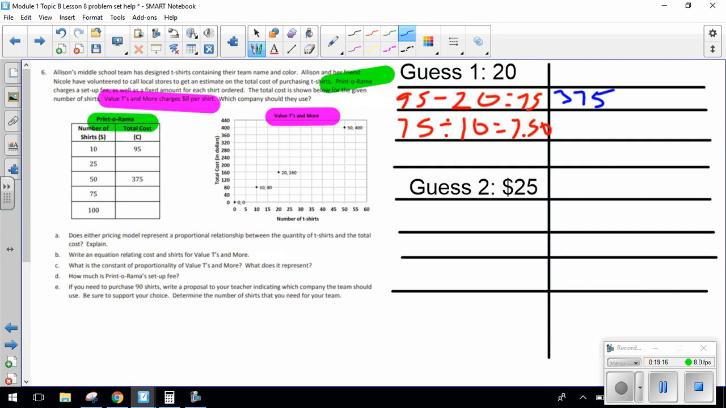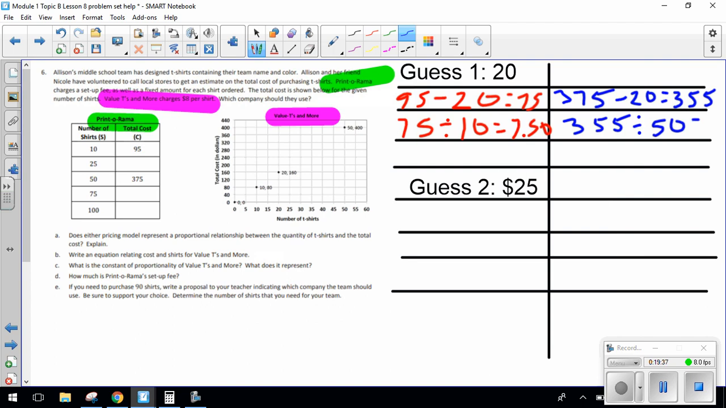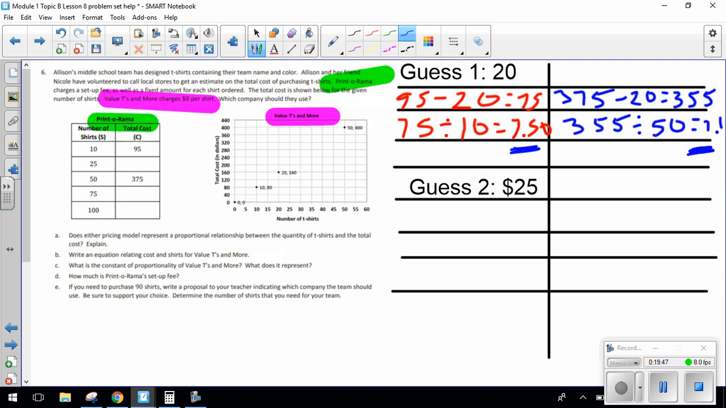Okay. Now I'm going to look at the 50 shirts. $375 for 50 shirts. I'm going to subtract what I think is the fee. So that leaves me with $355. So I'm going to take $355 and divide it by the 50 shirts. 355 divided by 50, that gives me 7.1. So $7.10. So if you look at my two values here, 1 and 2, I knew I would have the correct answer if both of these final answers were the same. I'm close, but not quite.